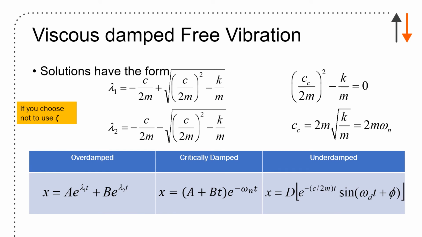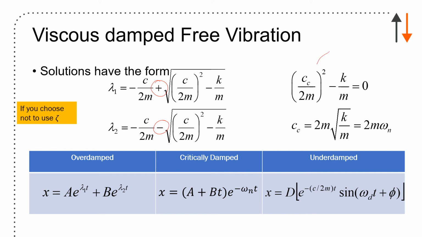Solutions have the form of lambda 1 equals minus c over 2m plus the square root of (c over 2m) squared minus k over m, or lambda 2 equals minus c over 2m minus the square root of (c over 2m) squared minus k over m. The difference is the plus and minus right here. So just again, circle that term right here. There and there, that's the only difference.